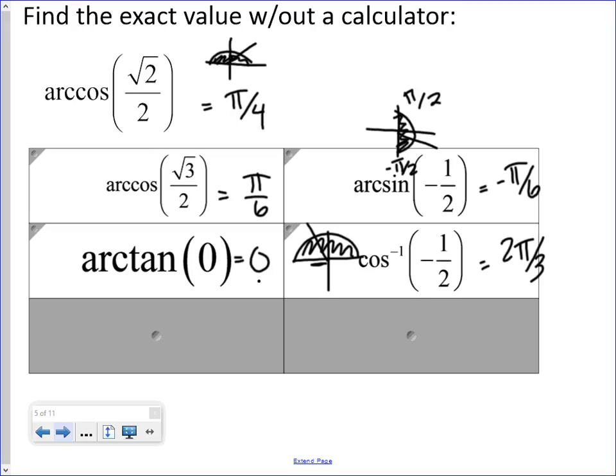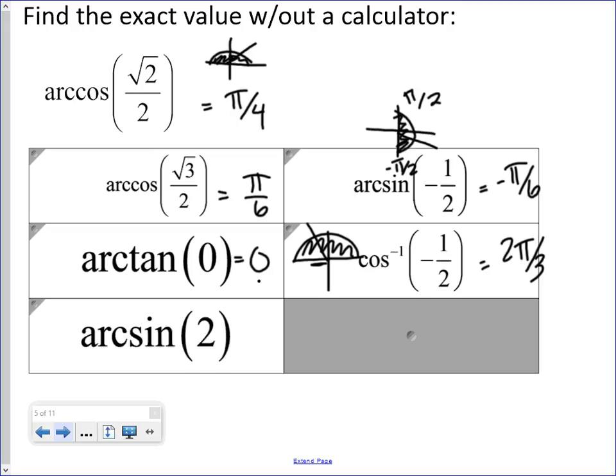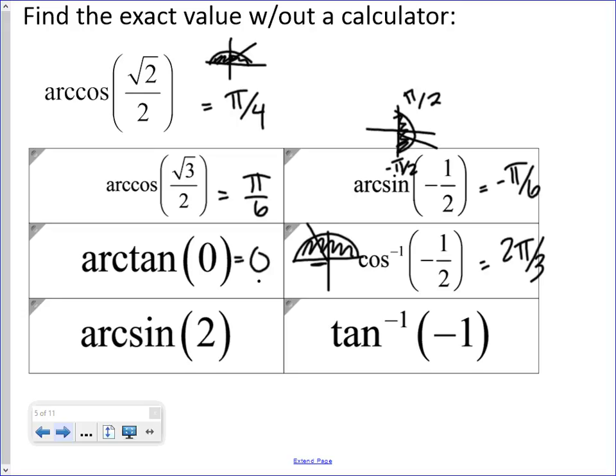Okay. Excellent. Find one last partner. One last partner. Okay, can I have one trio? Do I have 2 trios? 3 trios? Arcsine 2, inverse tangent negative 1. That would be.